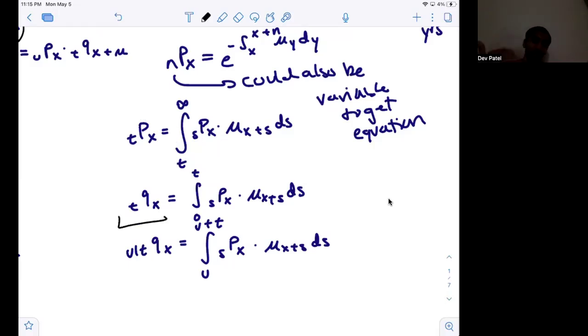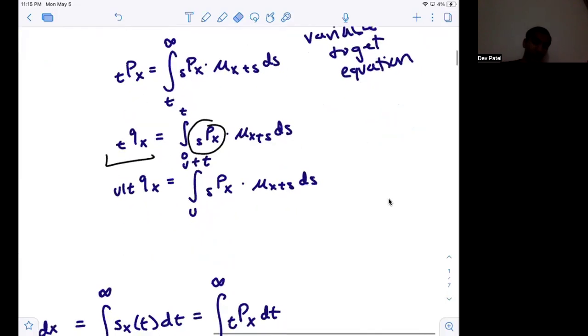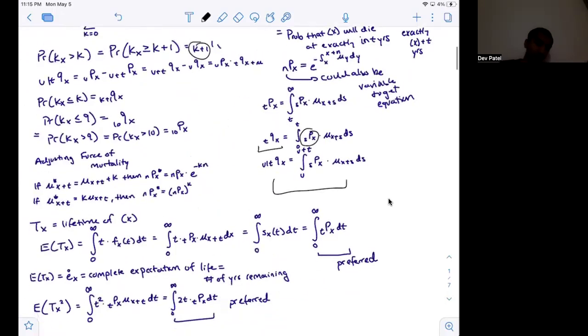Similar thing for the probability that aged x will die within the next t years: we take the probability that x will survive s years times the probability that x plus s will immediately die at that moment. And this is the sum product from 0 to t. And then similar logic for the other deferred case.